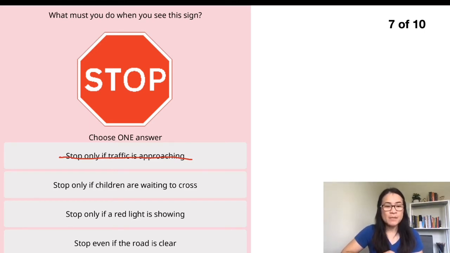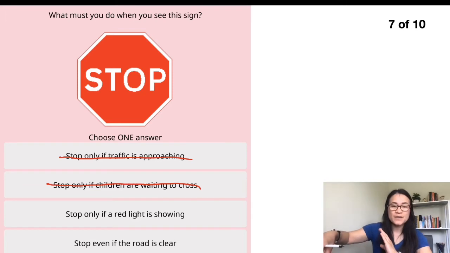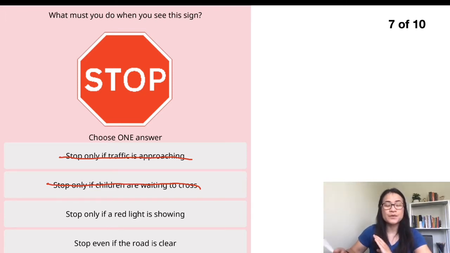The second one said stop only if children are waiting to cross. Said another way, it's a similar thing. If there are no children, it means you can carry on. Not the purpose of the stop sign. The third one said stop only if a red light is showing. Normally, a stop sign does not come with a traffic light. It will come on its own. So they have a stop sign and a solid white line on the road. The last one said stop even if the road is clear.